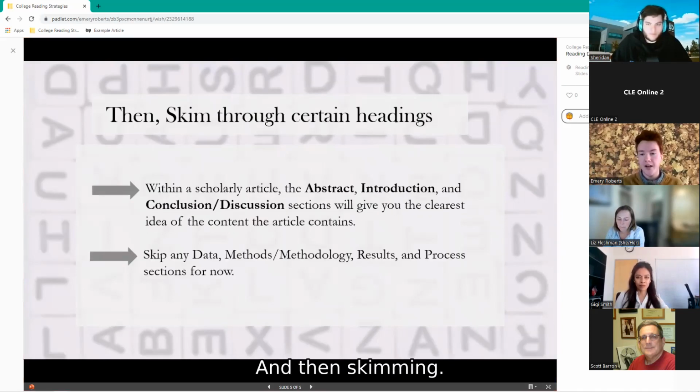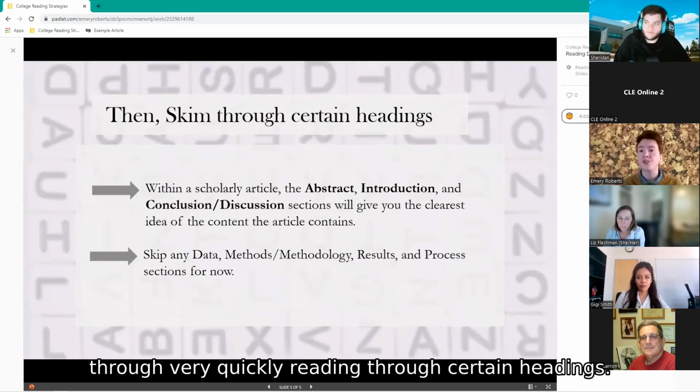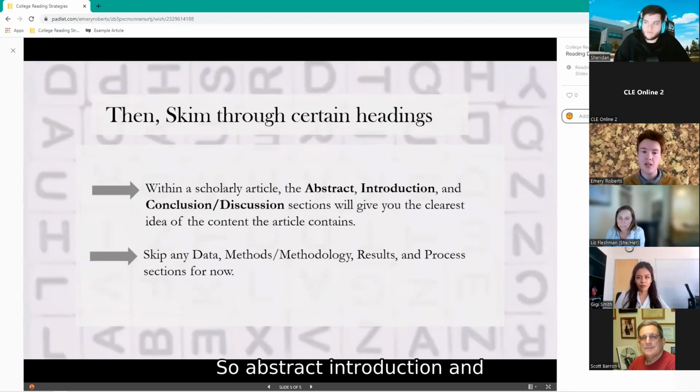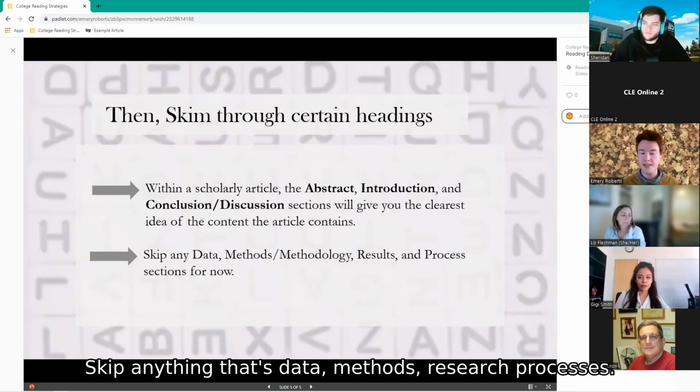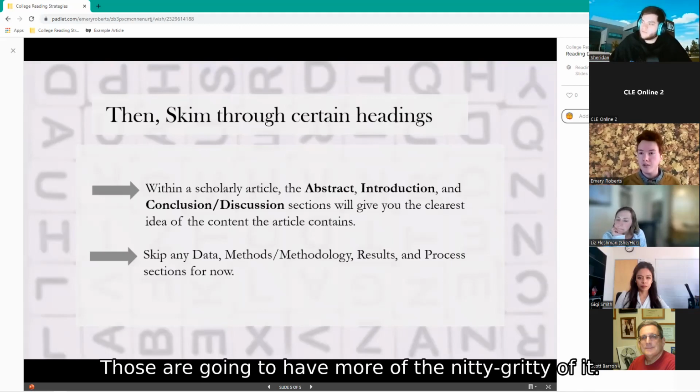Okay, and then skimming. Within a scholarly article, we're just very quickly reading through certain headings. The abstract, introduction, and discussion are going to have the most, let's sum it up for you, kinds of information. Skip anything that's data, methods, research processes. Those are going to have more of the nitty gritty of it.